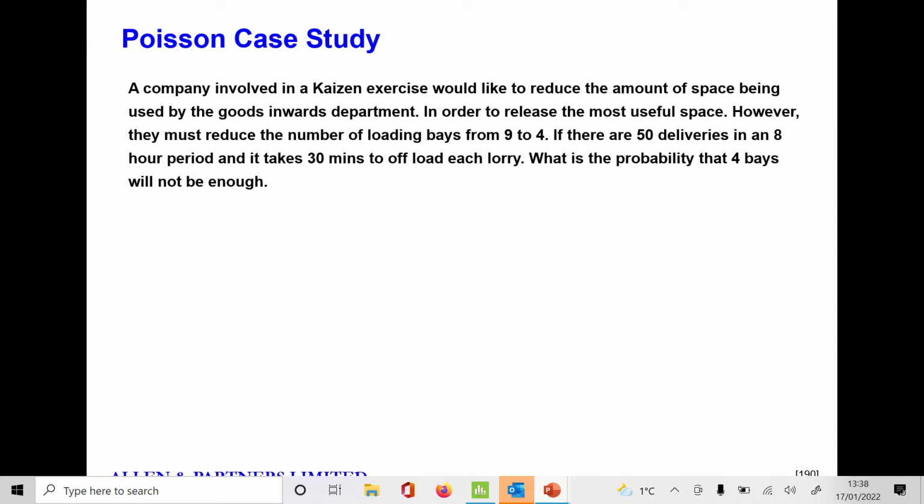If we have 50 deliveries in an 8-hour period, in an 8-hour shift, and it takes 30 minutes to offload each lorry, what's the probability that 4 bays will not be enough? In other words, we get 5 lorries come round the corner.